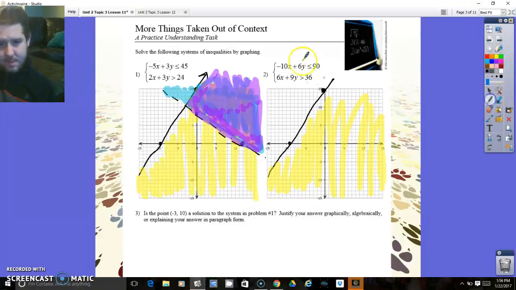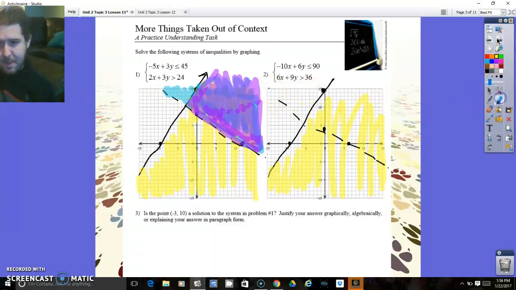Okay, and then do the same thing for the other equation. Oh, it looks like it's just times, no, it's not. 36 divided by 6 is 6, x-intercept of 6. And 36 divided by 9 is 4. Dotted line again. Not very straight, but it'll just have to do.